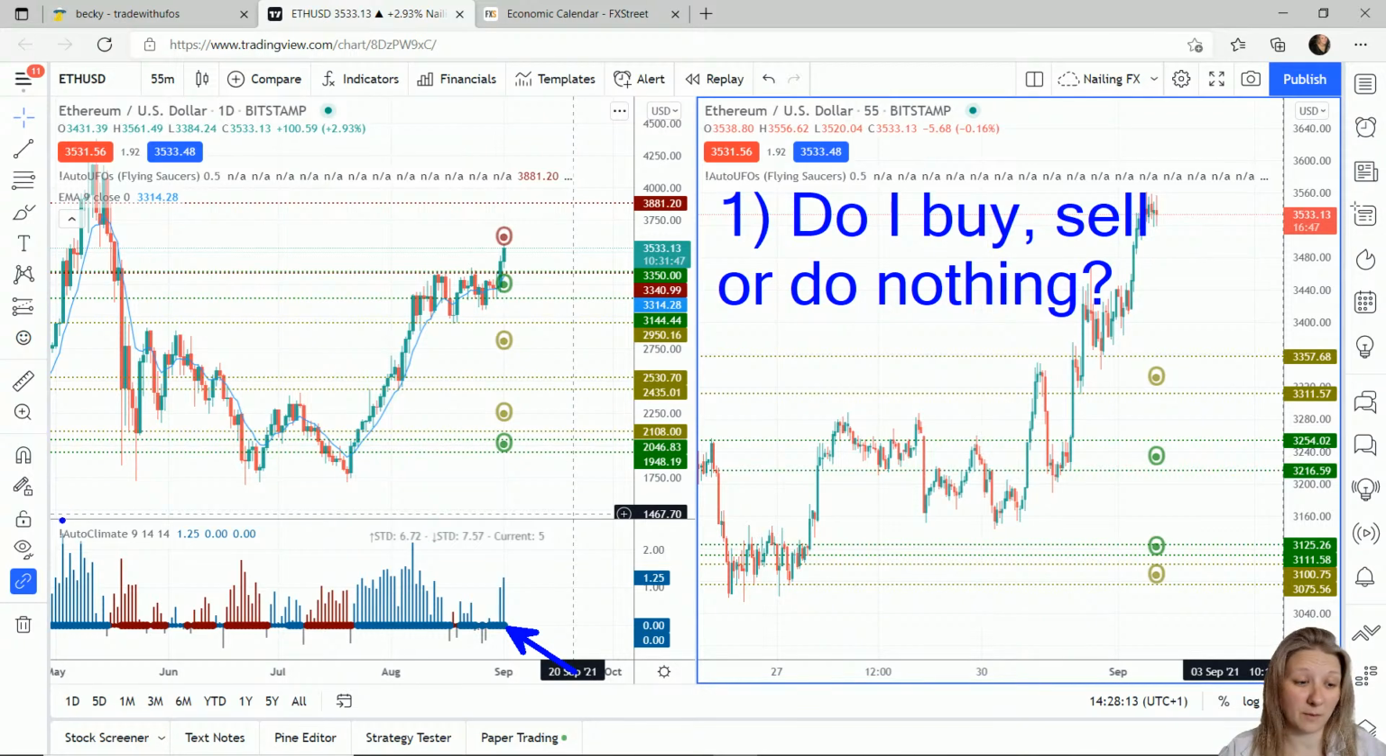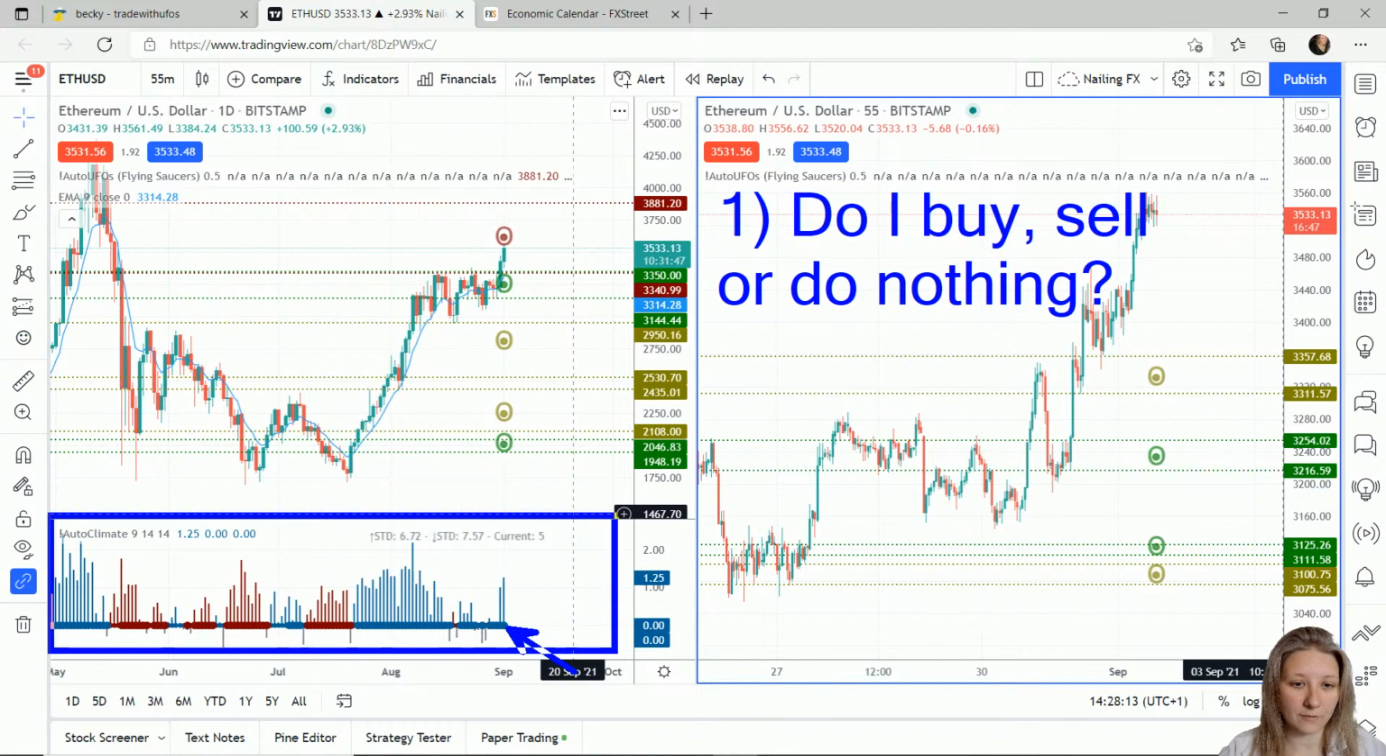AutoClimate here, which by the way is a free app on most platforms, you can use it on. AutoClimate scans through market data and comes back and basically gives us the answer to that question. If it's a thick blue dot like this one, that tells us probability is upwards, meaning maybe buy. If it's a thick red dot, that tells us probability is downwards, meaning maybe sell.